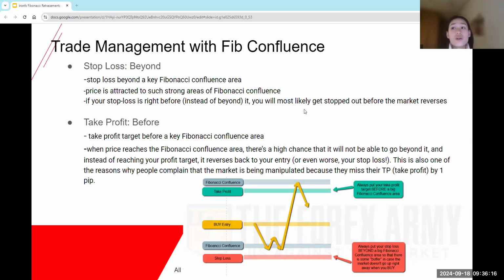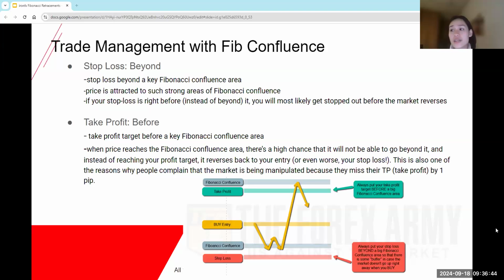Take profit before, reason being when price reaches your confluence area, as I mentioned earlier, there's a high chance that it won't be able to go beyond it. And instead of reaching your profit target, it reverses back to your entry or even worse, your stop loss. So that's again one of the reasons why people might complain that the market is being manipulated because they missed their take profit by one pip.